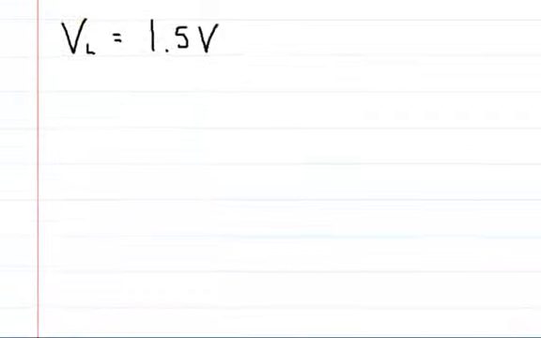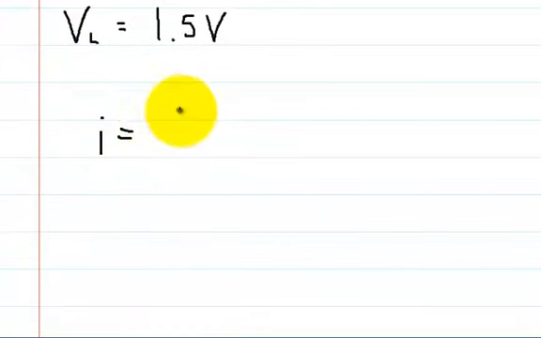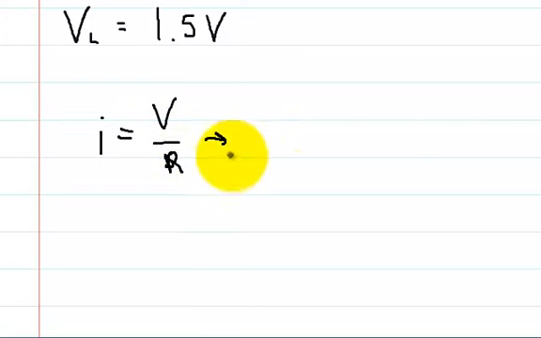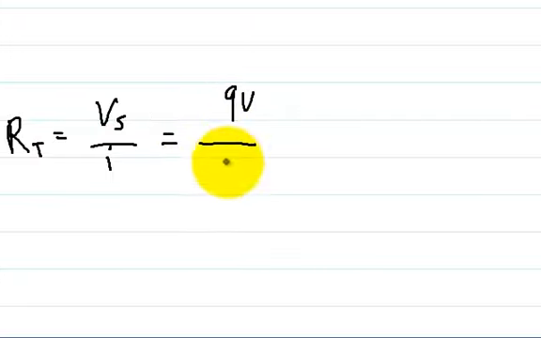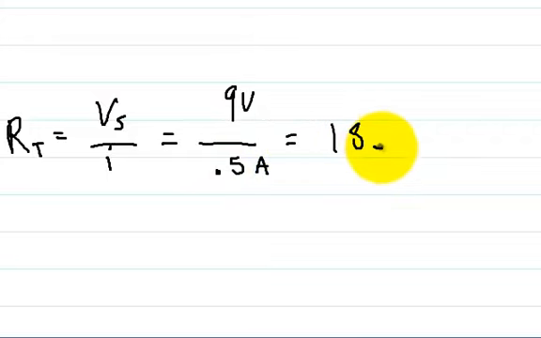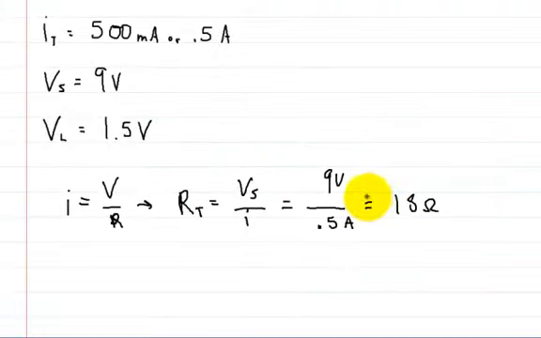what we're going to need is this formula, which is the current is equal to the voltage divided by the resistance. And we want the total resistance, so the total resistance is going to be equal to the voltage of the supply divided by the current. Now the voltage of the supply is 9 volts, and the current is 0.5 amps, and that's going to be equal to 18 ohms. So the total resistance of the circuit has to be 18 ohms in order to get that current.